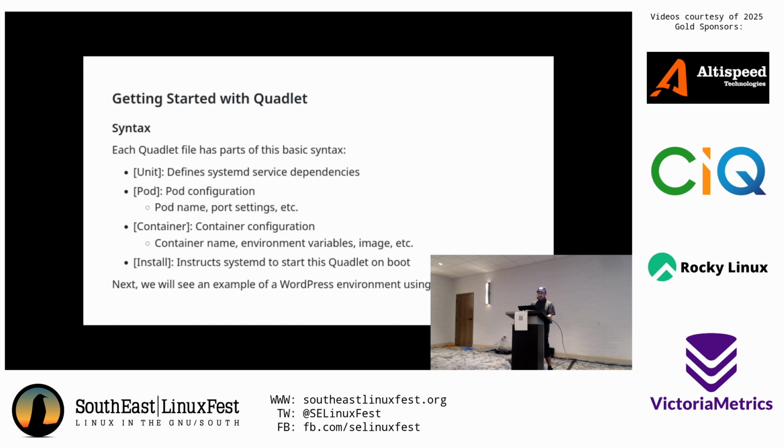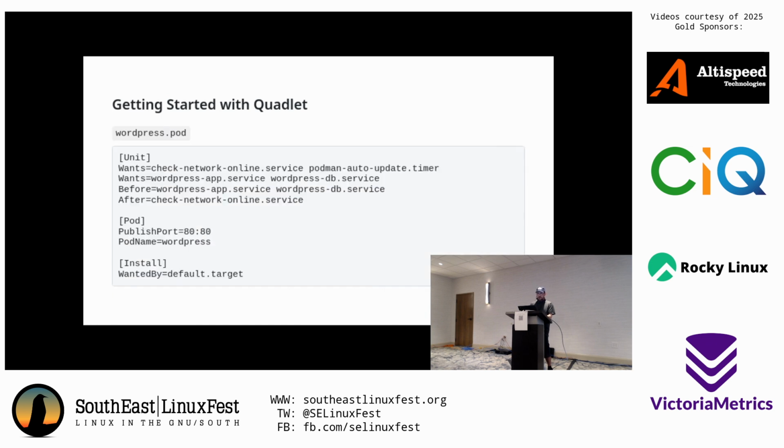Okay. So this is the pod. This is a Quadlet file for WordPress.pod. I've added a few things in here. Well, let's look at the Podman part first, right? Pod, it's pretty self-explanatory. What is the port we're publishing? This is the same syntax you would see in a Podman run, 80 to 80, and then the name, again, self-explanatory, right? The name of the pod is going to be WordPress. The last section for install tells systemd we want this to start when default.target starts. So we want it to start at boot.